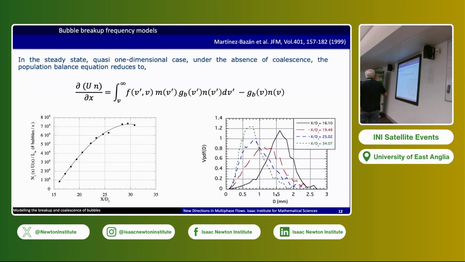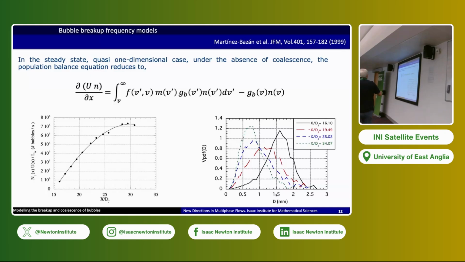If we plot the flux of bubbles, we see that initially the flux of bubbles increases because there is a breakup event, so bubbles are generated because they are formed due to the breakup of larger ones, until eventually they don't break anymore. So we could follow this evolution of the size distribution.